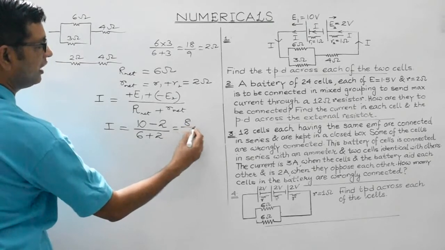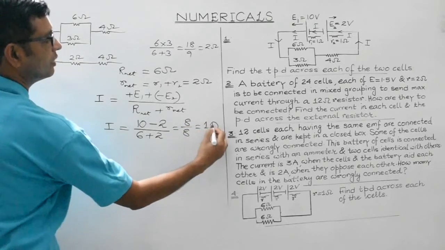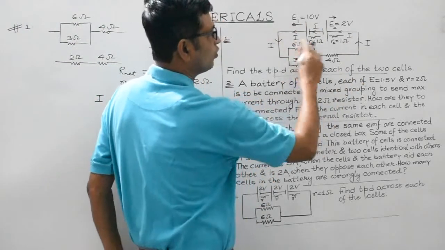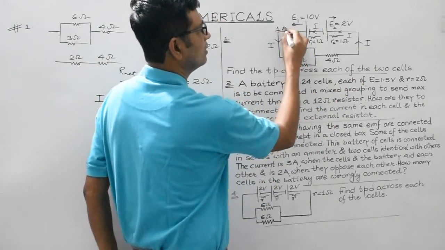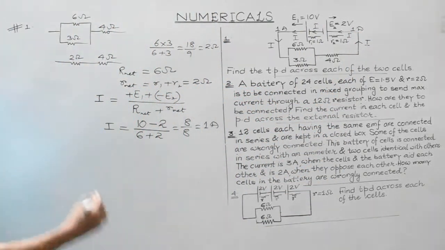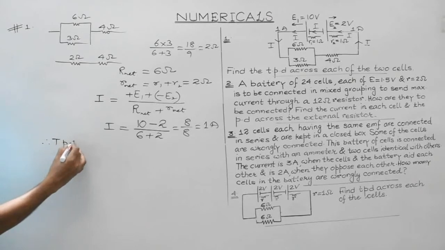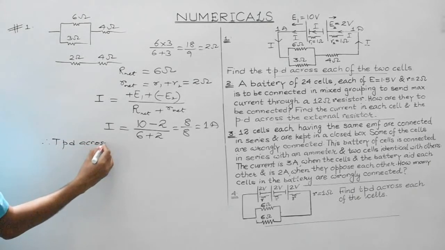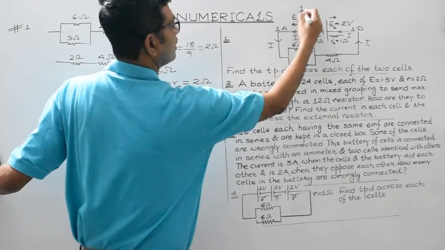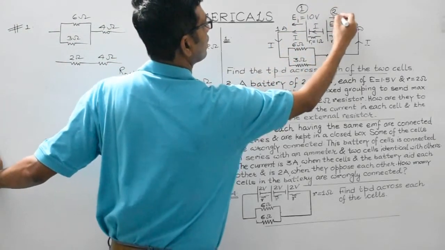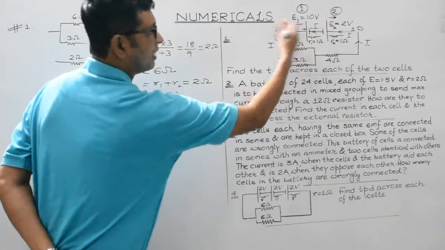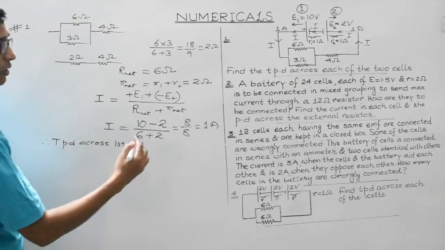So what you get is 8 by 8, that is 1 ampere. So the net current flowing through the circuit is 1 ampere. This is the net current flowing through the circuit, right? So therefore, TPD across the first cell. This one is the first cell and consider it to be the second one. So here, from the positive terminal, current is leaving out, right? So TPD would be less.